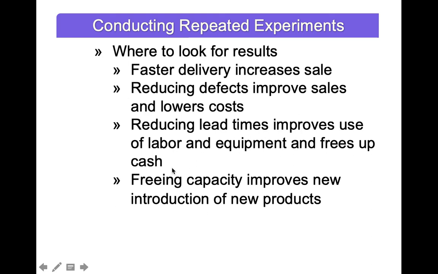As you've come up with possible solutions and done the experiments and found the best methods, these are the results that should happen. Freeing capacity improves the introduction of new products, and that should increase. So these are all the results of implementing all this.